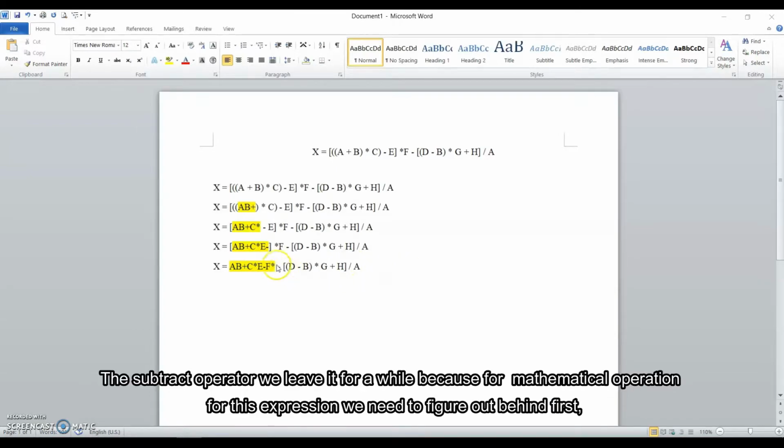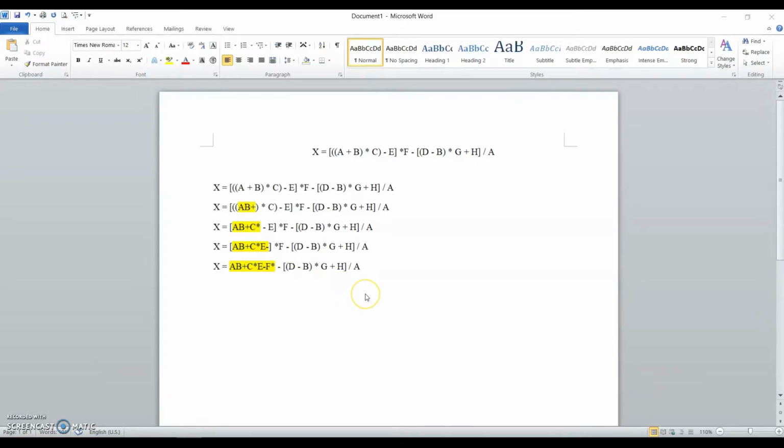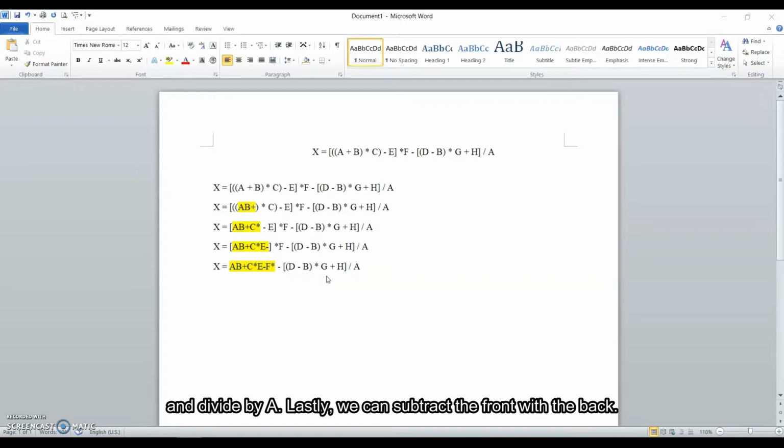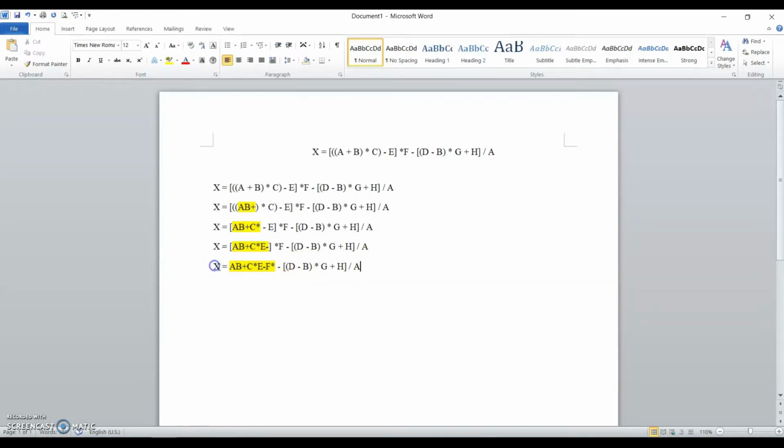The subtract operator here, we leave it for a while, because for the mathematical operation of this expression, we need to figure out the behind first and divide by A. Lastly, we can subtract the front with the back. Now, similar step, d minus b, we shift the minus sign to the right side. We get db minus.